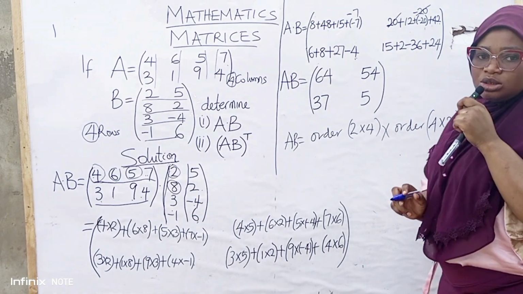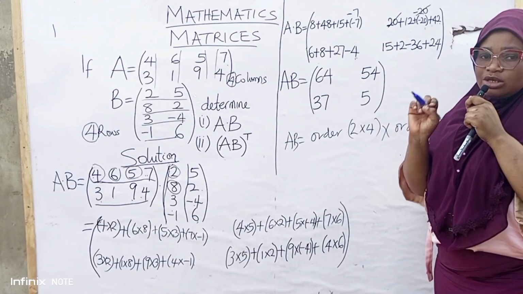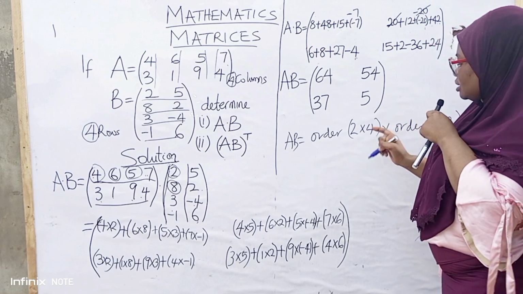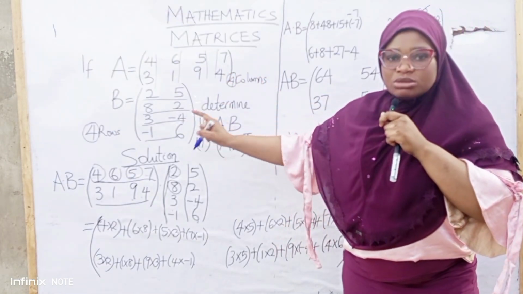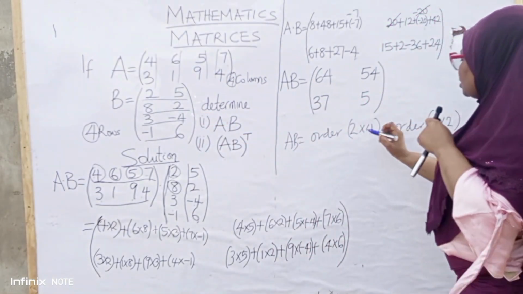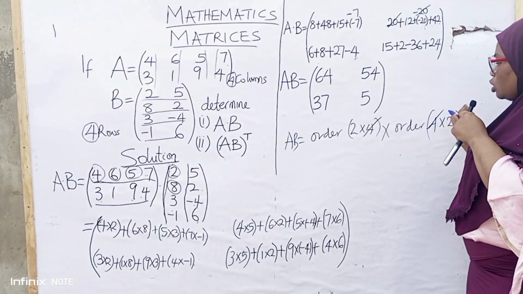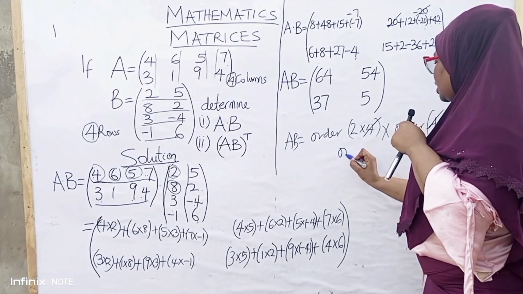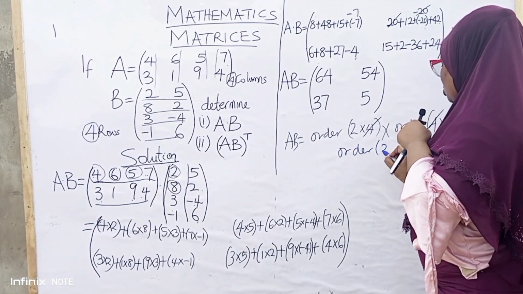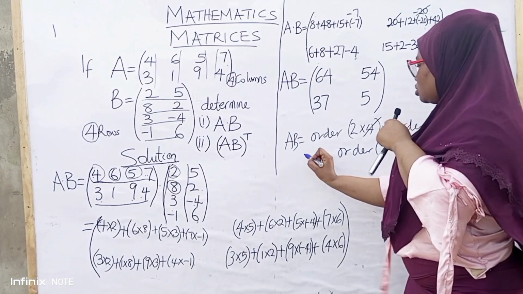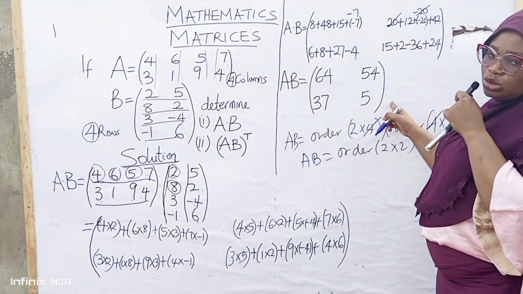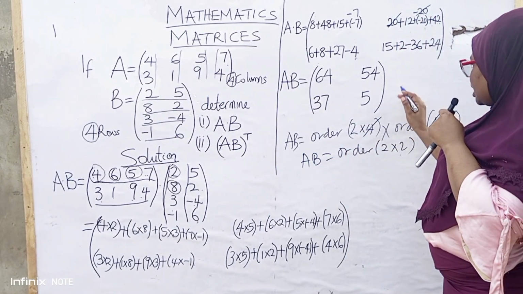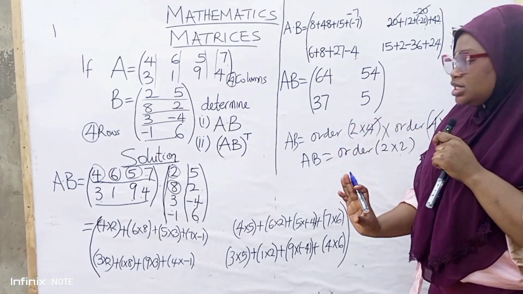So what we're going to do is that, I told you that the first thing that you go and study is the column of the first matrix, then the row of the second matrix. If they are the same thing, then you cancel them. So we are left with order 2 by 2. So the order of your answer is 2 by 2. Can you see? So you can easily know before doing it at all.